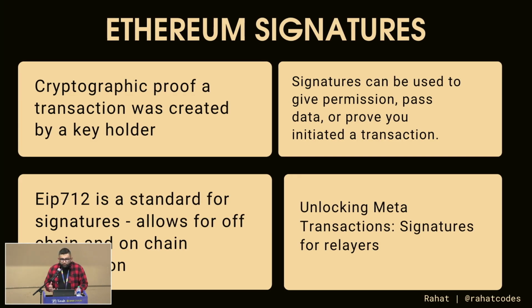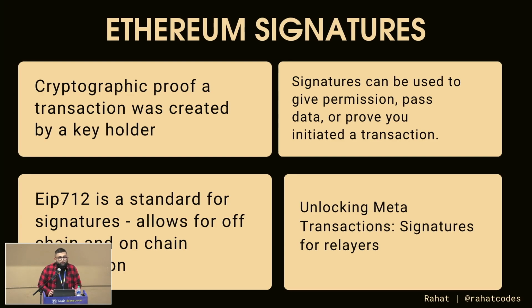An Ethereum signature is basically just a cryptographic proof that a transaction was created by a key holder. So off-chain, this would be on your front end. You would sign an object or transaction, some piece of data using your wallet. And using your private key, you would cryptographically obfuscate that. And someone on the other end can then verify your public address is attached to that signature, which proves that you are the one who originated that signature.